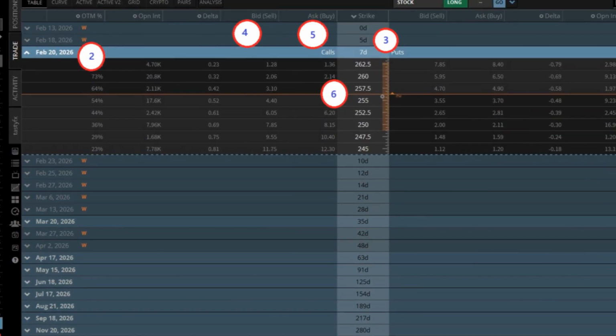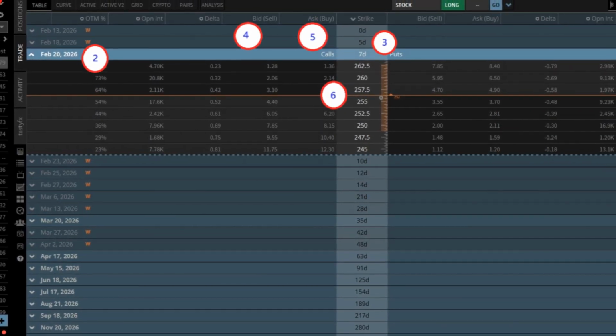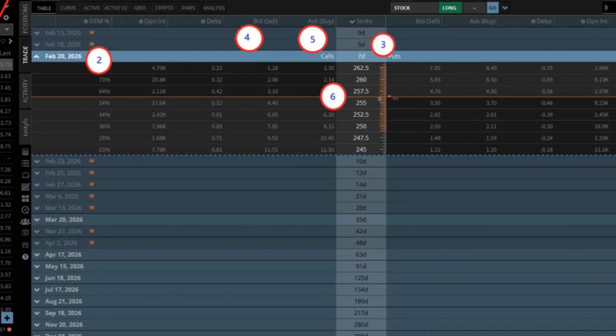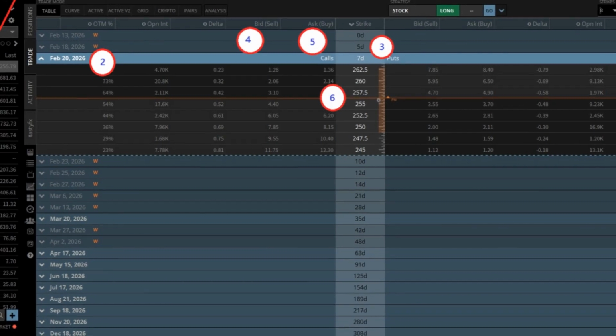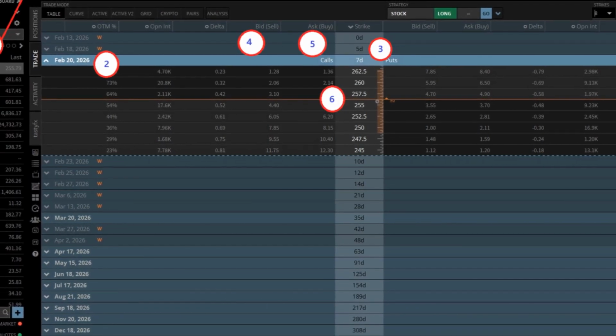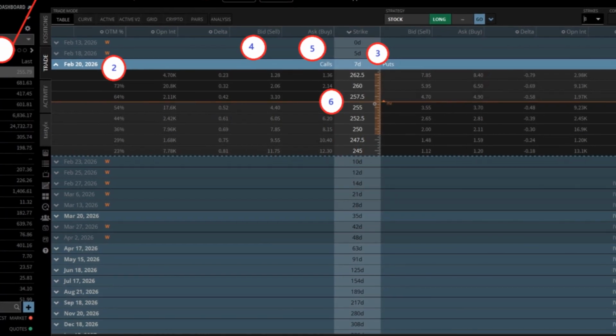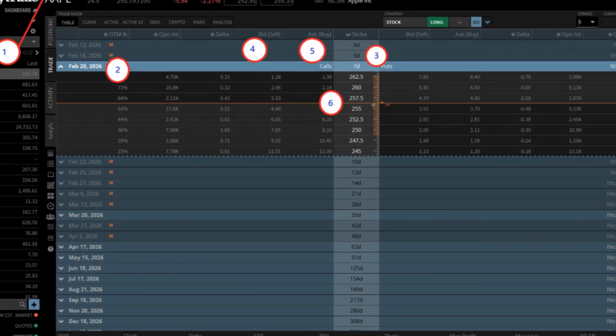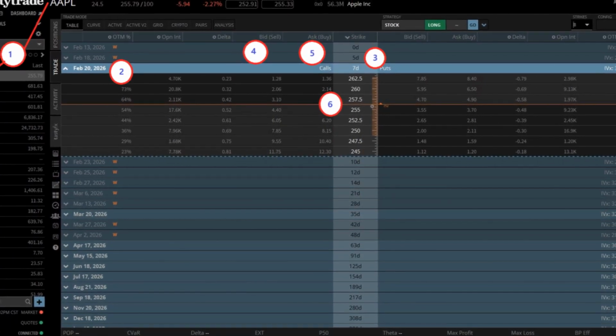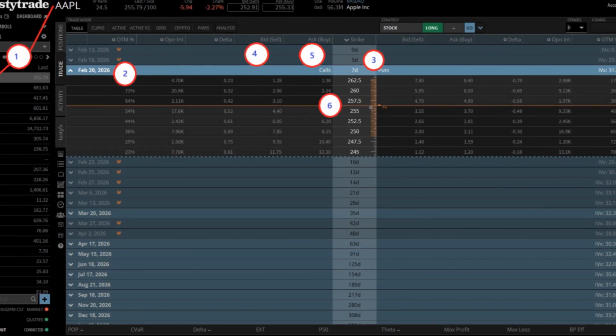Let's summarize. What have you learned so far? Before we read the complicated numbers in the option chain, you only need to understand 6 things. Which stock this is, how much time the trade has, how many days are left, the price you buy at, the price you sell at, and the strike you're choosing. Once you understand these, the option chain will no longer look confusing.